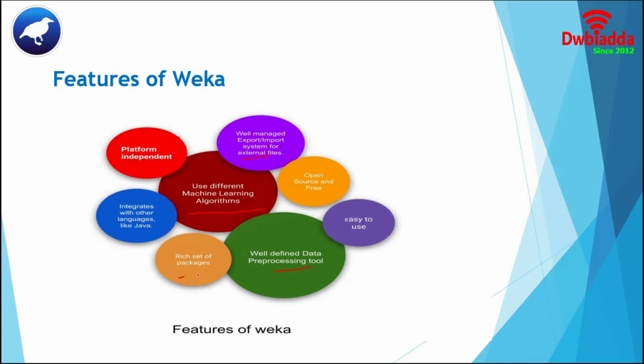Weka has a rich set of packages which allows us to solve a variety of problems. We can integrate Weka with Java and Java-based environments. It is free software licensed under the GNU General Public License. It is platform independent. Weka can run on top of Windows, Linux and even Mac operating systems. Compared to other data analysis tools like Python or R, Weka is much easier to use. Now we are going to the final section.